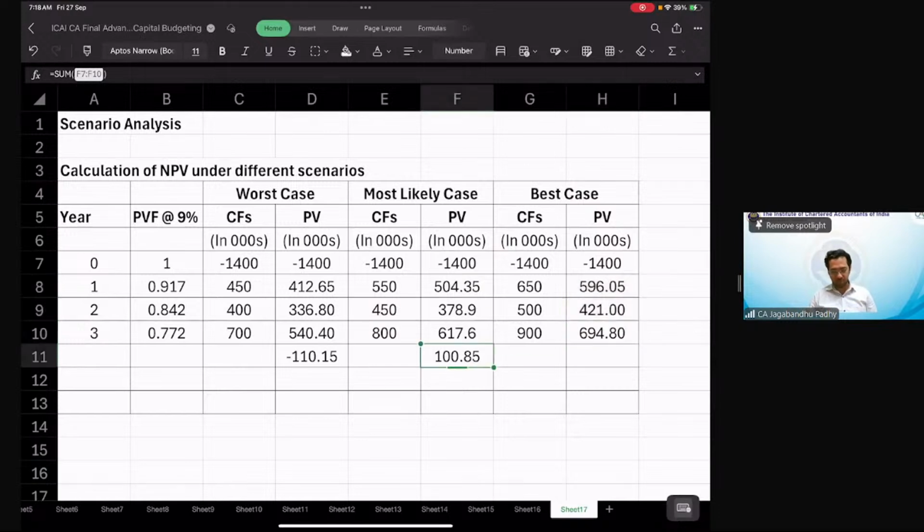So just check the NPV. Just check if you're getting these NPVs, guys. 311.85. That's the NPV in the best case possible scenario.